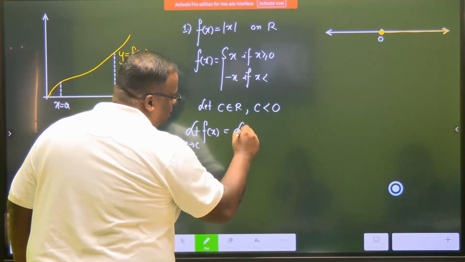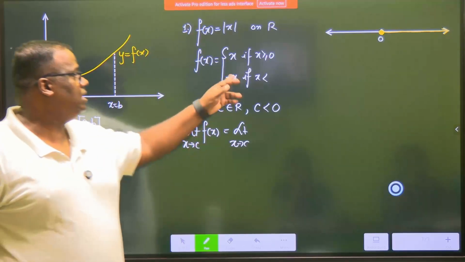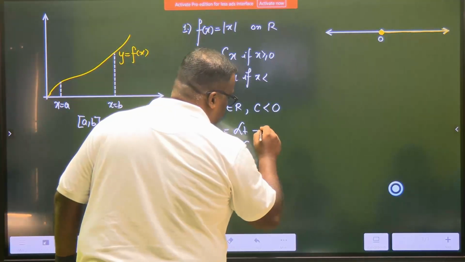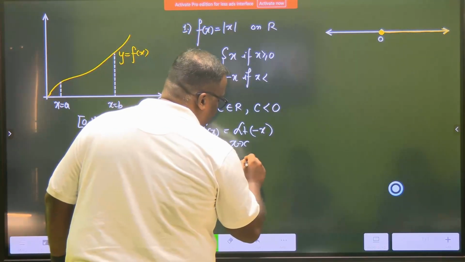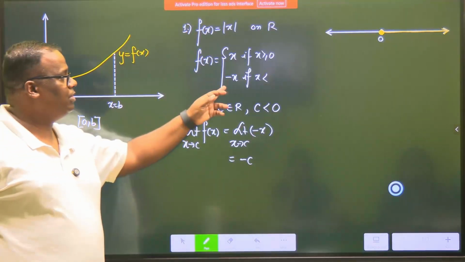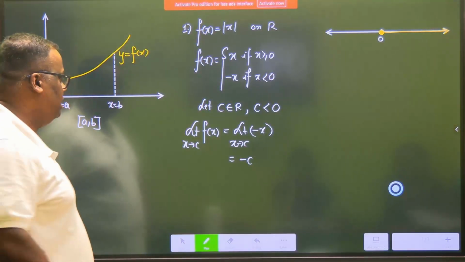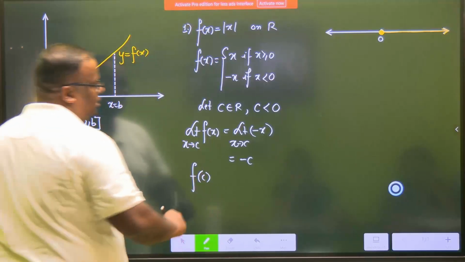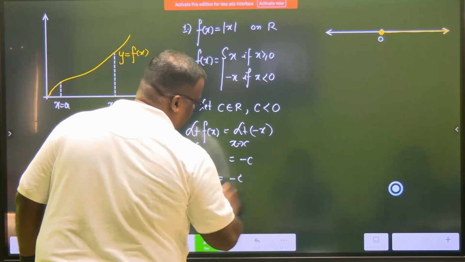So it will be automatically the limit as x tends to c. Now which f of x will you pick up if x is less than 0? We pick negative x, and you can straight away put it as negative c. If x is less than 0, f of x is negative x, so we put negative c. And what is f of c? It will be negative of c.